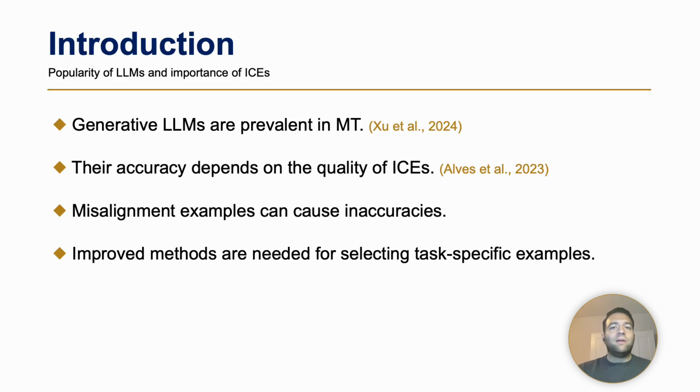Generative large language models quickly gain popularity and continue to do so because of their performance on a large set of natural language processing tasks, including machine translation. However, the accuracy of their outputs is highly influenced by the quality of the in-context examples provided to them. If these examples are not appropriately selected, meaning if they do not align well with the specific task and source domain, the LLM's output can be inaccurate. So it's super important to develop better methods for selecting appropriate examples that actually match the task and source domain being translated.